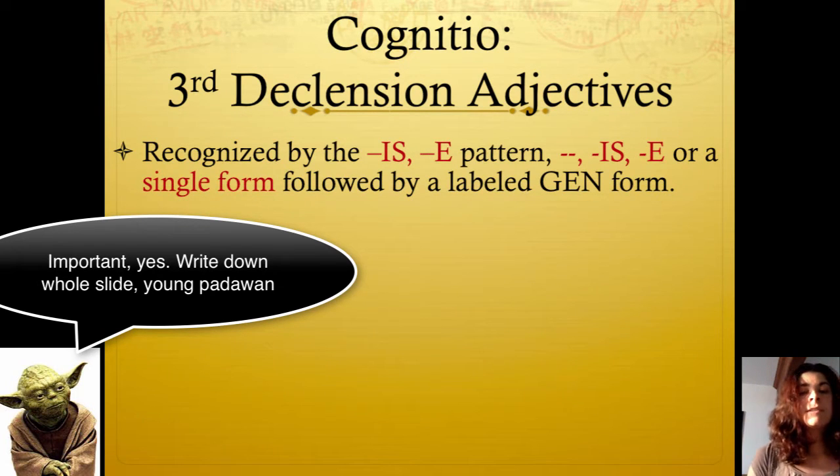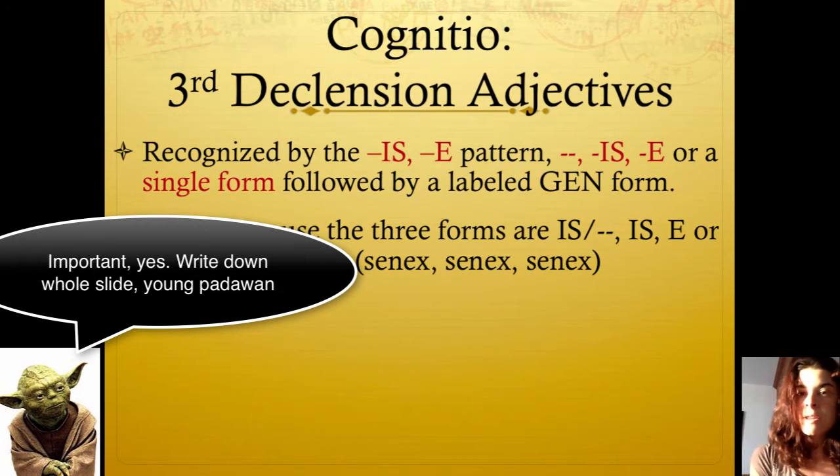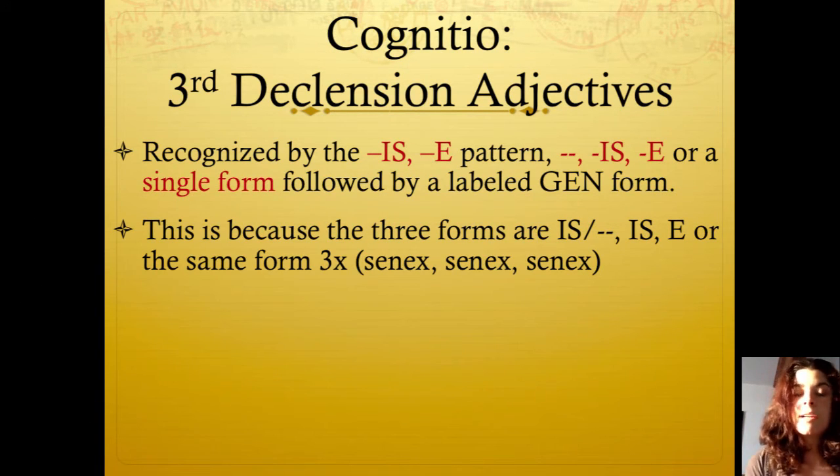Now, there are different patterns. You can either see is, e showing up, so you see two forms of a word. You might see three forms where the first one is wonky, the next one's is, and the next one's e. Or you might see a single word followed by a labeled genitive form. Now, this is really just because there's always three forms. It's just whether or not the book decides to write them more than once because it's the same.